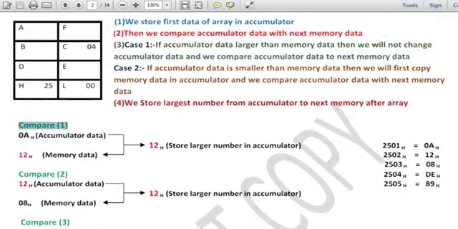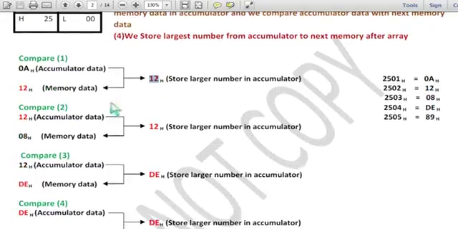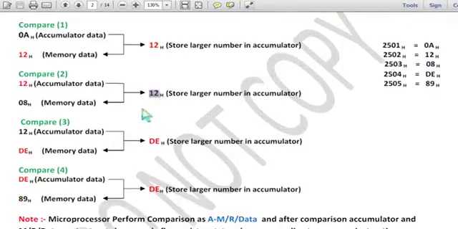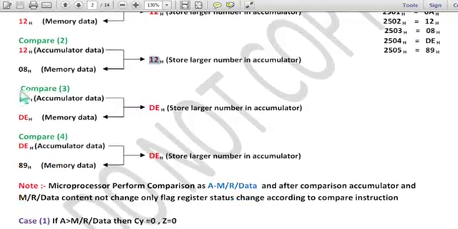Compare 1. Here you can see the first data of the array is 0A, so we store 0A in the accumulator, then we compare accumulator data with the next memory data, which is 12, and here 12 is larger, so we will store 12 in the accumulator from memory. Compare 2. Now accumulator data is 12 and next memory data is 08, so we compare 12 with 08. Here 12 is larger, which is already in the accumulator, so we will not change the accumulator data.